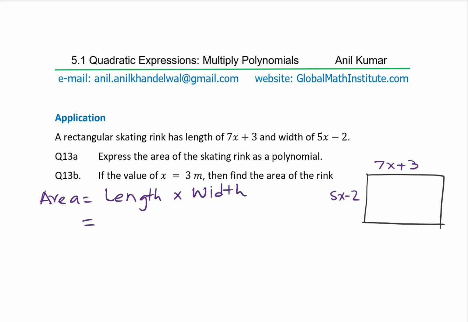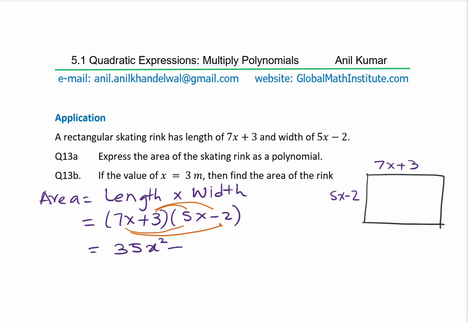So we can write area as 7x plus 3 times 5x minus 2. We can apply the distributive property and expand and simplify. So that will give us the result, right? So let's do it. 7x times 5x is 35x squared. With minus 2, we get minus 14x. 3 times 5 is 15x, and 3 times minus 2 is minus 6.